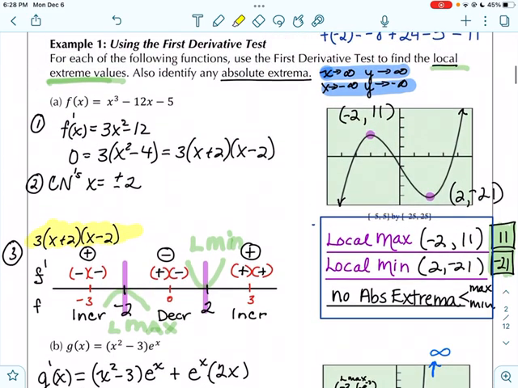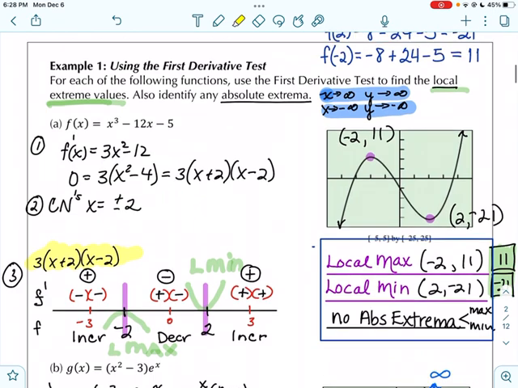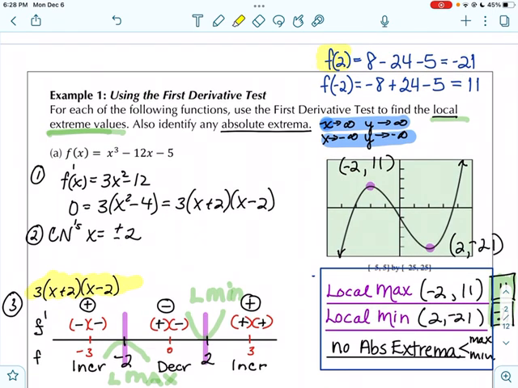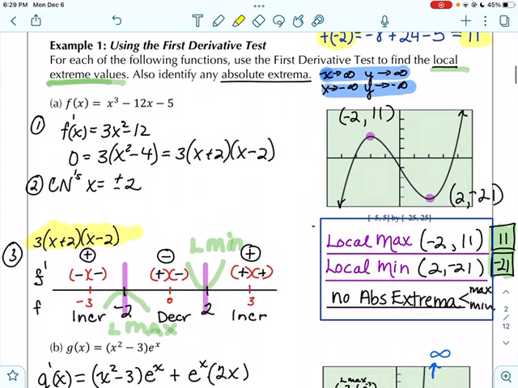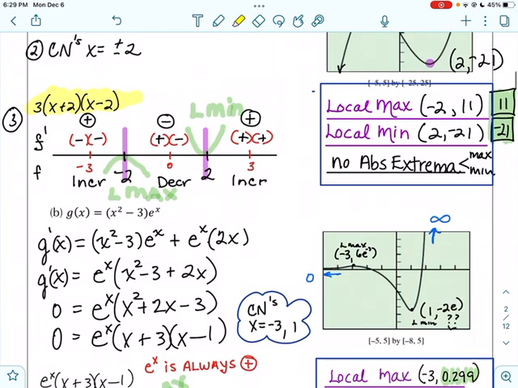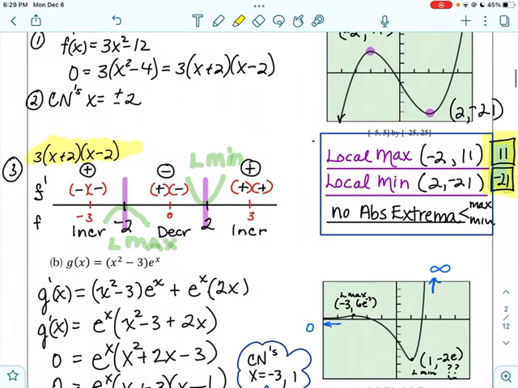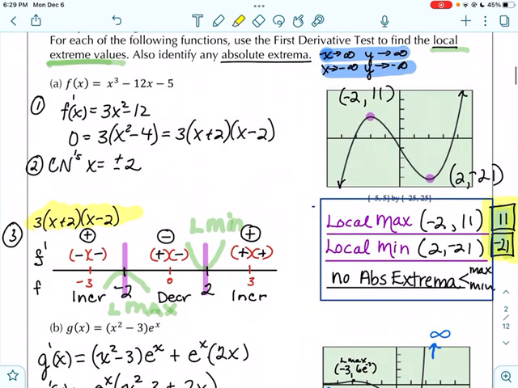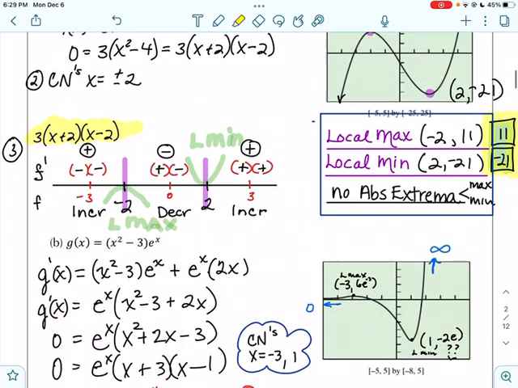And then once we get our information, then going to find f of 2 and f of -2 to get the values -21 and 11 for our local min and max. And so what we would say is that we have a local maximum value of 11 and a local minimum value of -21. Again, no absolute extrema on this particular graph. Okay, so that's example 1.